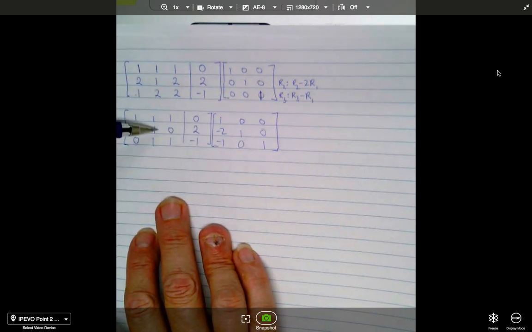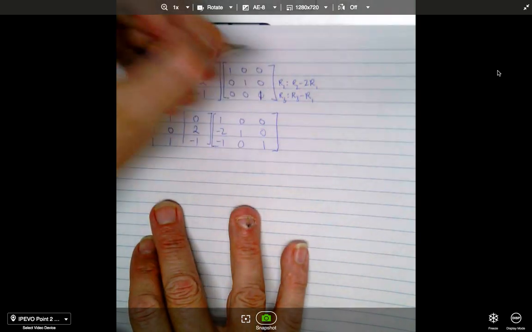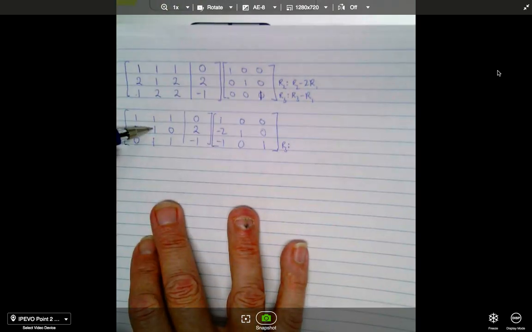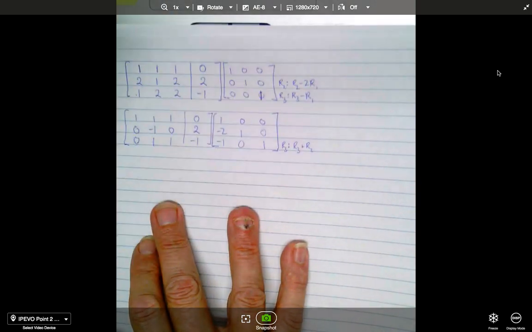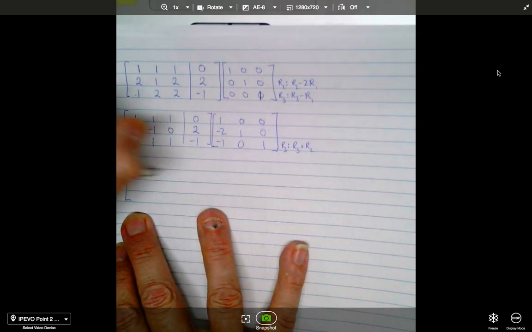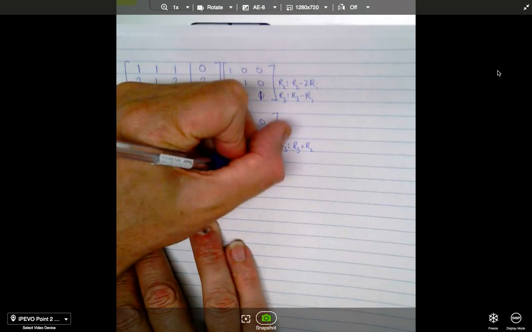Next thing we want to do is get a 0 here. Now, I won't worry about changing that to a positive. You could do that, but let's look at what R3 is going to become. R3 is just R3 plus R2. So again, I'm not touching R1 or the top row. 1, 0, 0. Not touching it at all.